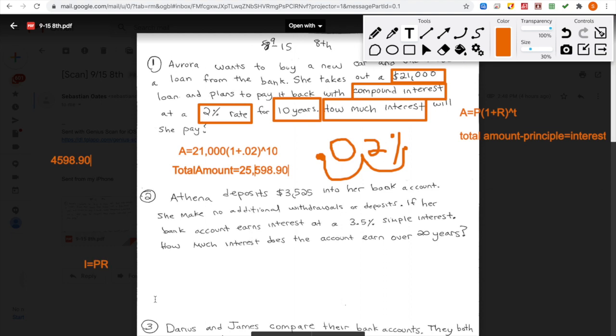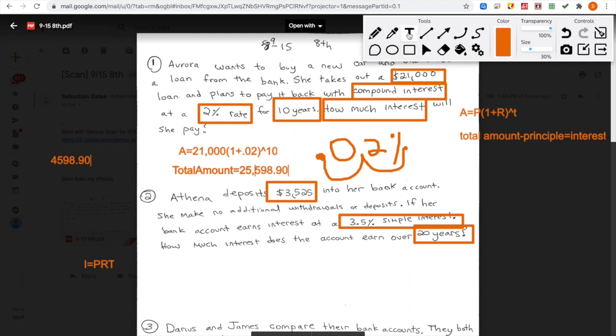Interest equals principal times rate times time. I'm going to make sure that I underline or box in some of this important information. Our principal is going to be $3,525. We're using 3.5% simple interest, and our time is going to be 20 years.